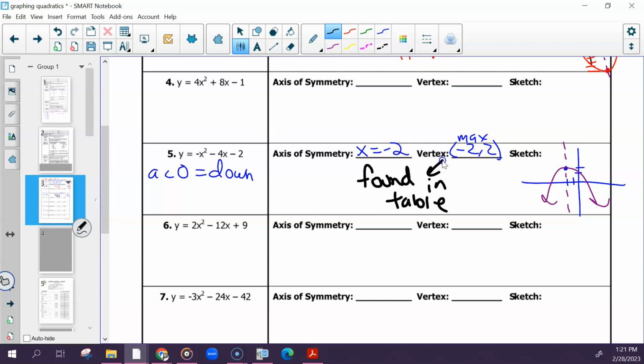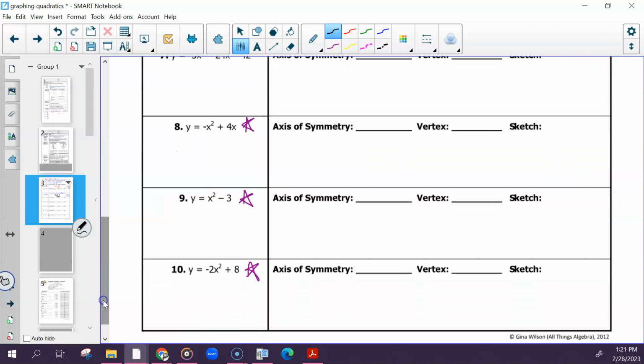Of these remaining problems, 4, 6 through 10, which ones do we want to see, go over, have questions about? What about number 9? Okay. I guess because that has 2. Okay. 8 also has 2, but different. Okay. Any others? Sure.